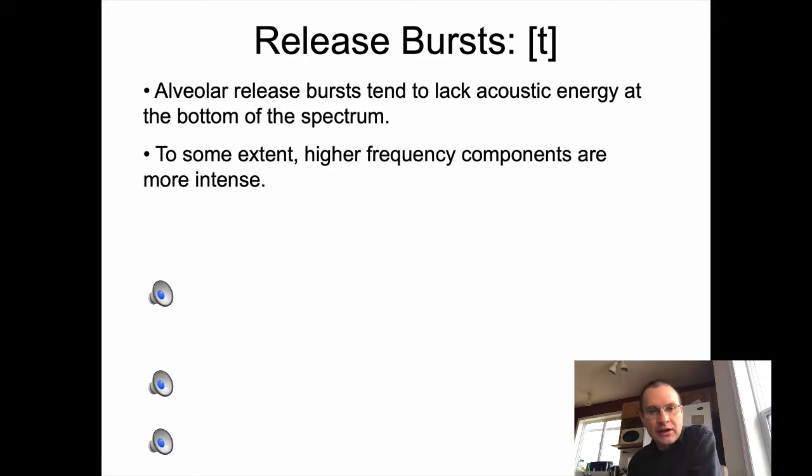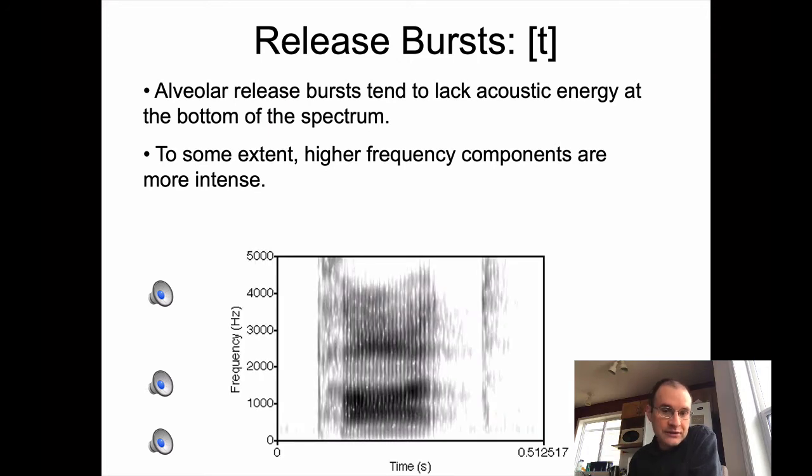And to some extent, we get higher frequency components becoming more intense as well, like you might expect for an S, but it's not nearly as clear as you'd get for a sibilant fricative, where the high frequency energy just really jumps out at you. So we can look at this in the same spectrogram, just look at the other side. So this is the T burst at the tail end.